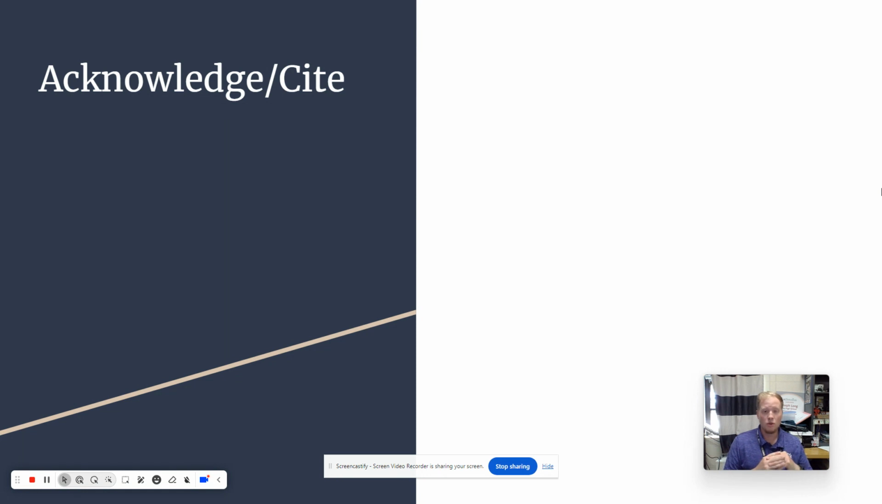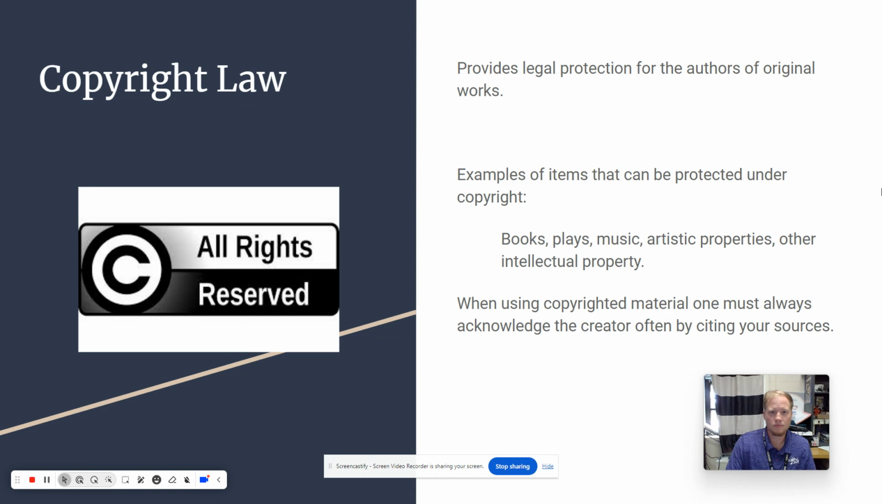So when someone is using someone else's creative work, what must you do? You must acknowledge or cite that source. Okay, acknowledge is giving them credit for what they've created, right? And there's certain ways you have to do that, right? Copyright law. This is a law. What does it do? It provides legal protection for authors of original work or content, right? Copyright law provides legal protection for authors of original content.